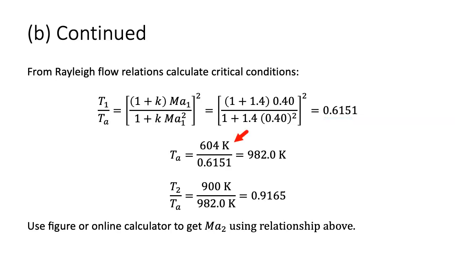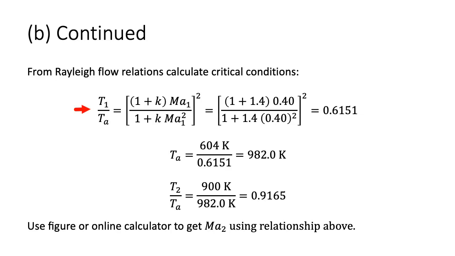Then, from the temperature of 604 Kelvin at section 1, we calculate the critical reference temperature at state A to be 982 Kelvin. Next, we can use the known temperature at section 2 of 900 Kelvin to calculate a ratio of 0.9165 for section 2. Finally, we want to use this value with the relationship at the top to calculate the Mach number at section 2.